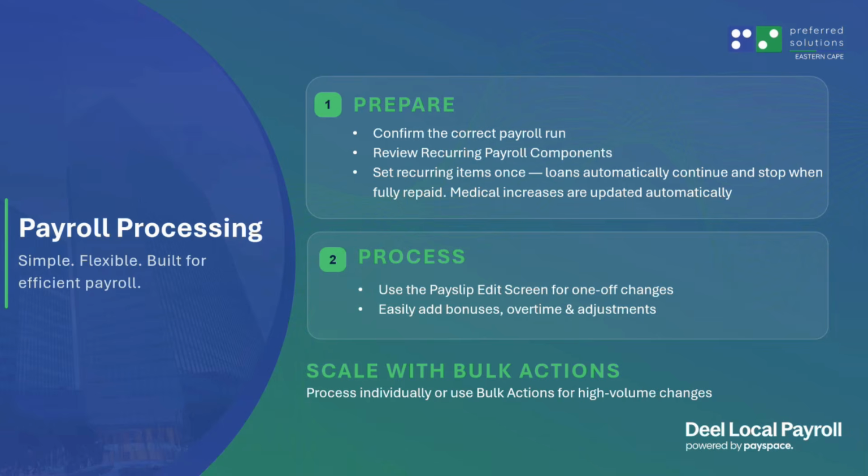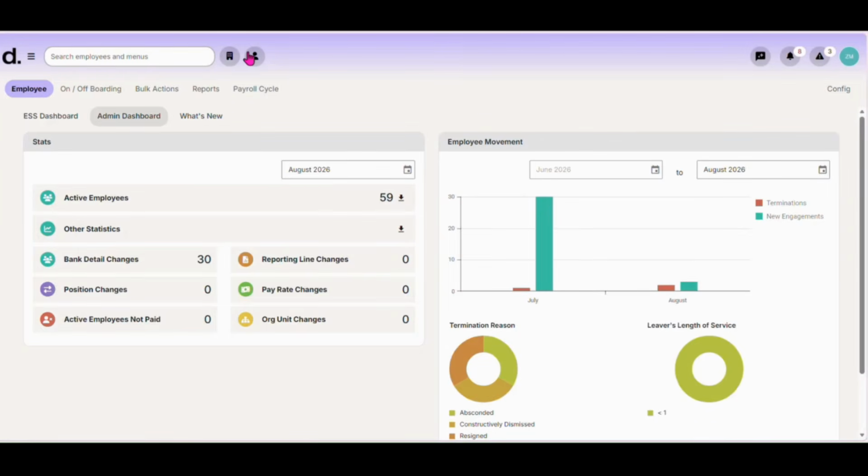Now for the exciting part. Let's jump into Payspace and see these capabilities in action. I'll be showing you how to manually and bulk process. First, I'm going to confirm that we're in the correct payroll run month before proceeding with anything, which we are, August. Next, I'm going to choose an employee to process the payslip manually.